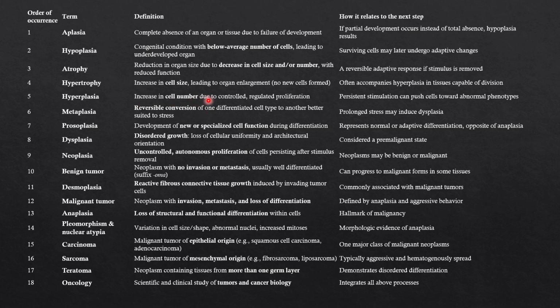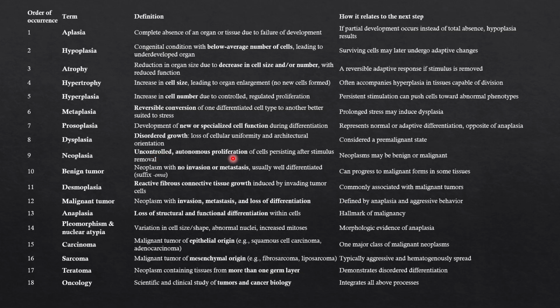So hyperplasia is the increase in the number of the cells due to the uncontrolled and unregulated proliferation. And as a result, the persistent stimulation can push the cells towards abnormal phenotypes. Now we know about the metaplasia, the reversible conversion of one differentiated cell type to another better suited to stress. This prolonged stress may induce the dysplasia. The prosoplasia is the development of the new or the specialized cell function during the differentiation, and it represents the normal or adaptive differentiation, opposite to the anaplasia. Now, dysplasia is the disordered growth and the loss of cell uniformity and architectural orientation, and is considered as a pre-malignant state.